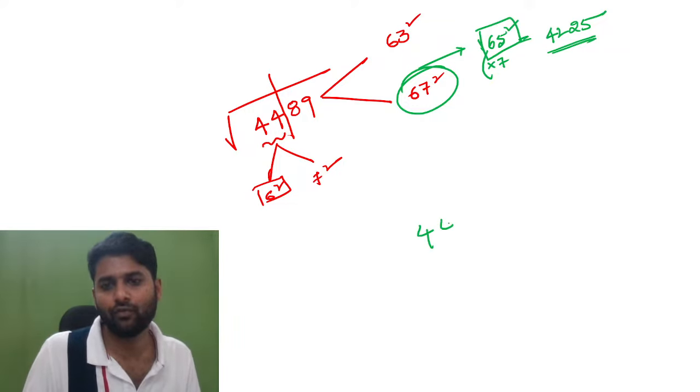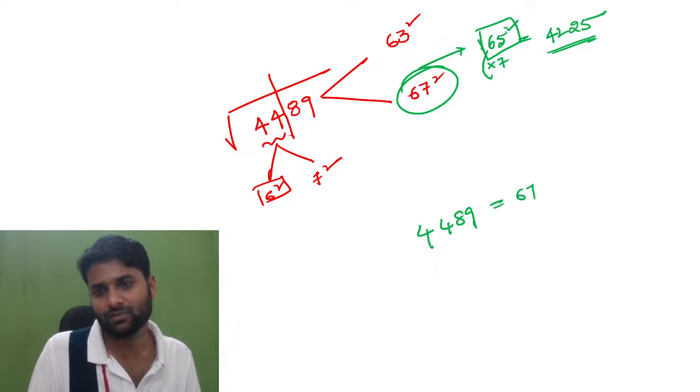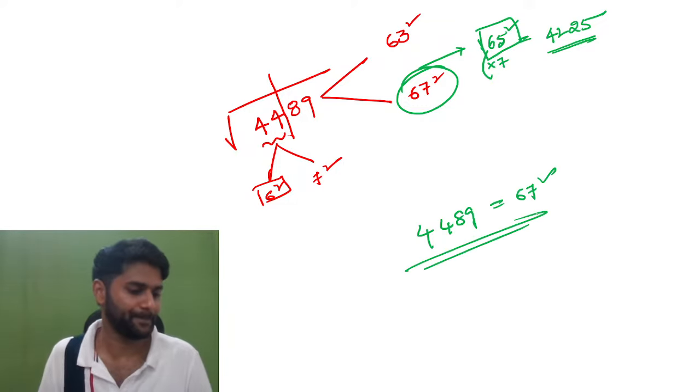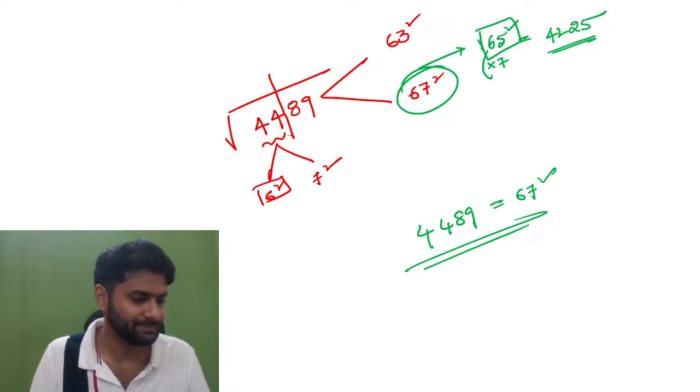So 4489 is exactly equal to 67 square. So is it clear?